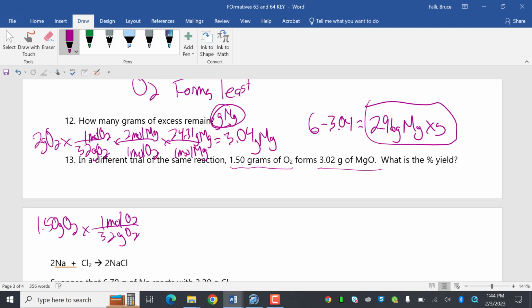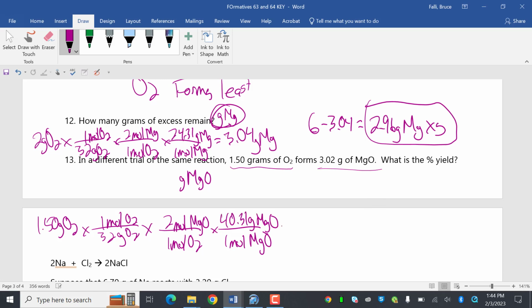grams of product. So I want grams of MgO. Times dividing bar, 1 mole O2, 2 moles of MgO, times dividing bar, 1 mole MgO, and then grams of MgO, which was 40.31. And this will be my theoretical yield. 1.5 divided by 32 times 2 times 40.31 is 3.78.